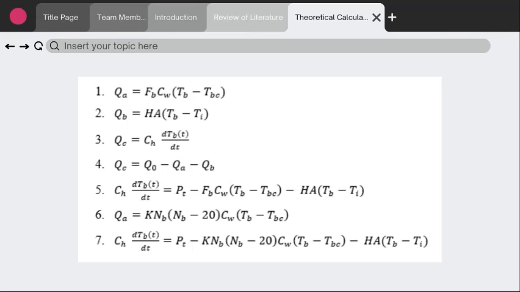Heat transfer by the steam line to the hot water circulation loop, QO, depends on the thermal power PT of the steam applied, which ranges between 0 and 1600 watt.